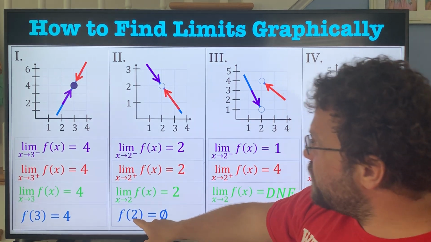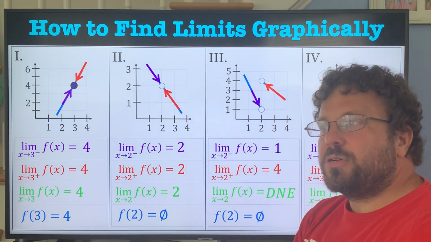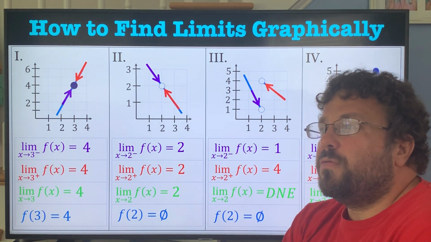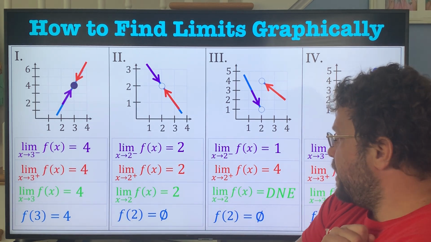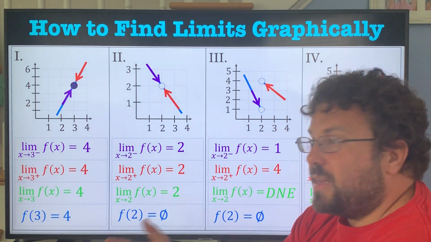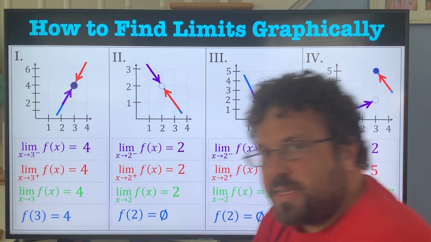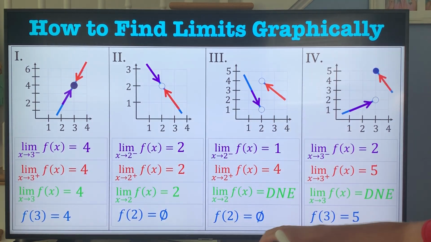Now, what is the actual value at 2? An open circle is a hole. That means there's no value there. So your actual value is undefined. Okay? So values can be undefined. Limits can't be undefined. This is like a quick re-lesson.